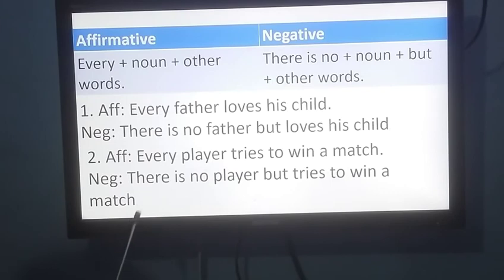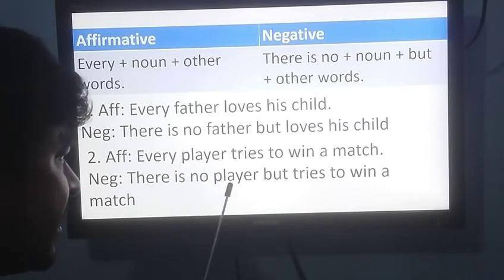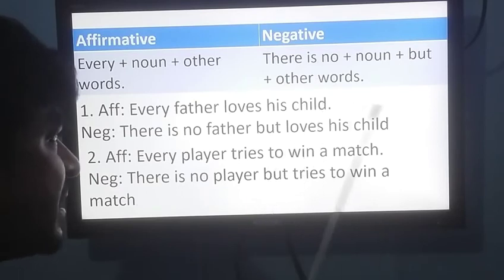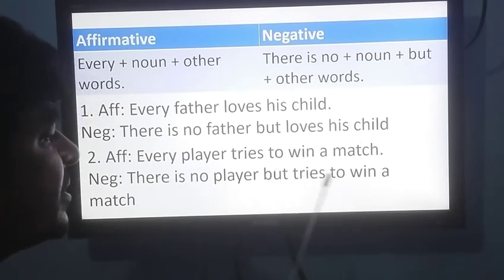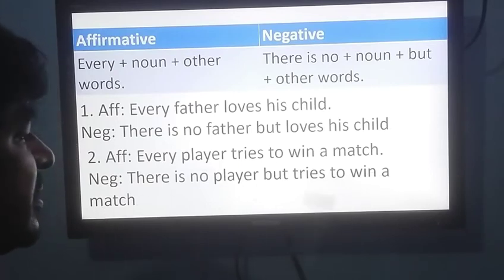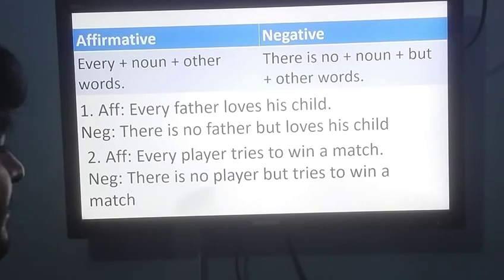Then see the next example. Every player tries to win a match. So every has been used in this affirmative sentence. In place of every, we are going to use there is no. Then the noun player, we have used here player. Then we have to use but. This but has been used here, then tries to win a match. Tries to win a match is the other words of the sentence.